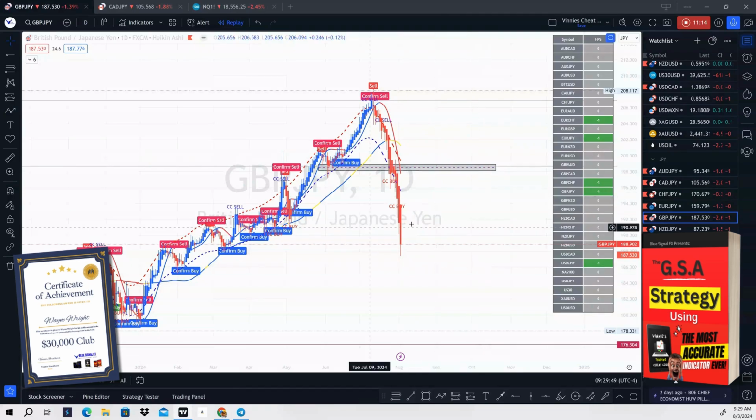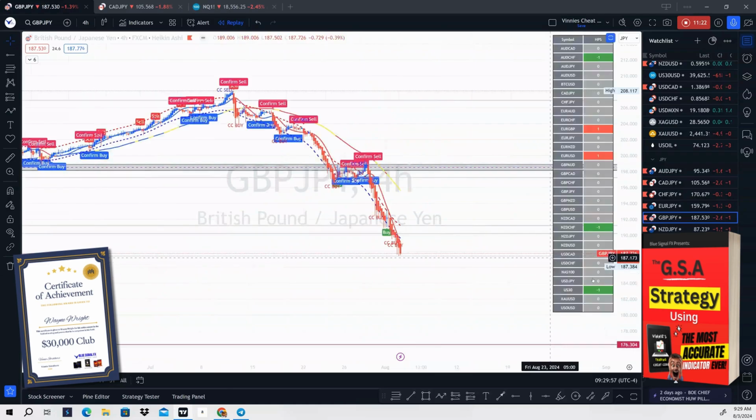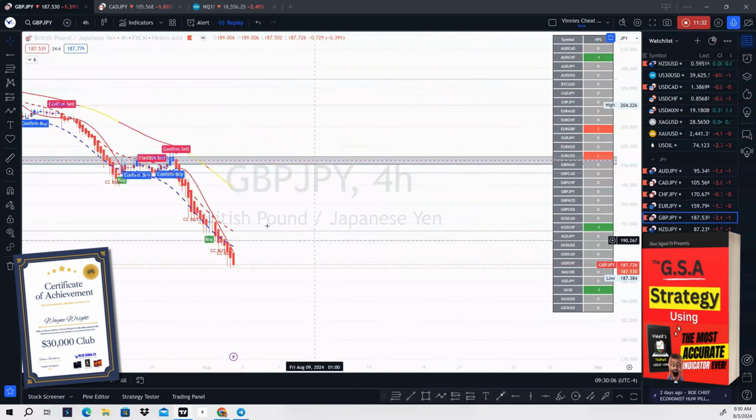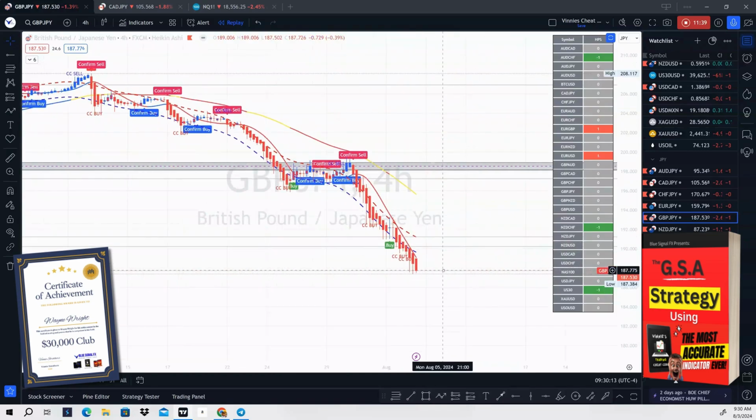So I know that from the daily time frame. That's all I'm doing on the daily time frame. Next thing I'm going to do, I'm going to go down to my 4-hour time frame. The 4-hour time frame is what we use for our GSA strategy, grow small accounts. Now on the 4-hour time frame, I'm making sure that we have a CC buy and we also have a divergence buy.